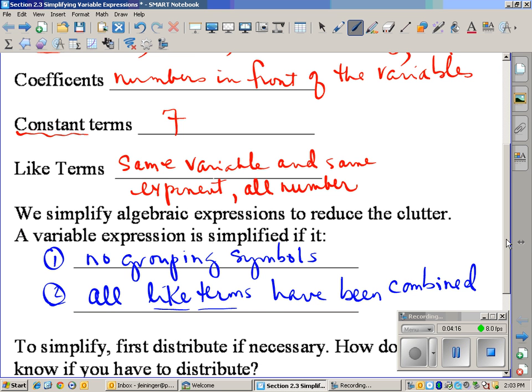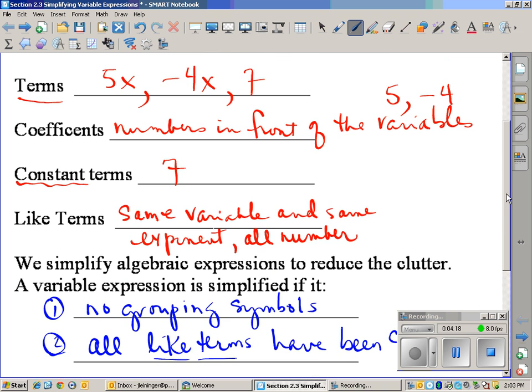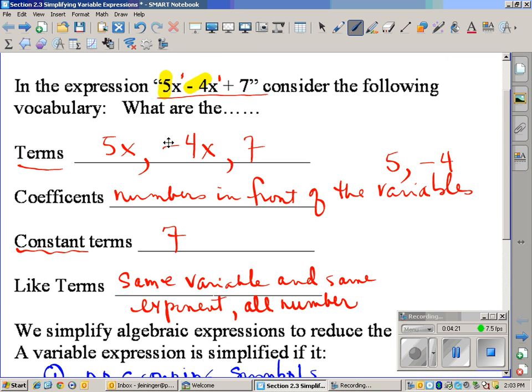So in our example up above, we didn't quite finish combining our like terms. Our 5x minus 4x leaves us 1x plus 7. There's no grouping symbols, and our like terms have been combined. You cannot add 1x and 7 because 7 doesn't have an x next to it. These are like apples and oranges. They're two different things. Or you could just say x plus 7 because we don't have to write the 1 in front of it.